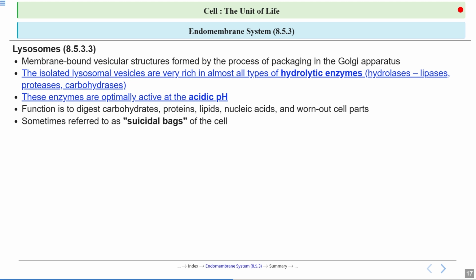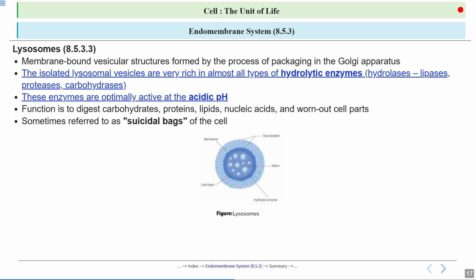So you can see this lysosome consists of enzymes which are activated at the acidic pH. Clear? So whenever they come out of the lysosomes into the cytoplasm, they will cause the degradation of the cell. So the worn out cell or the damaged cell, they are digested by these enzymes. Thus these lysosomes are also known as the suicidal bags of the cell.